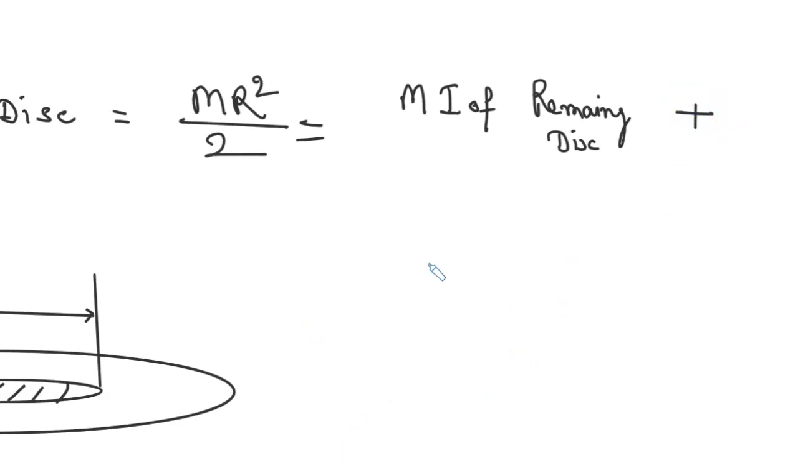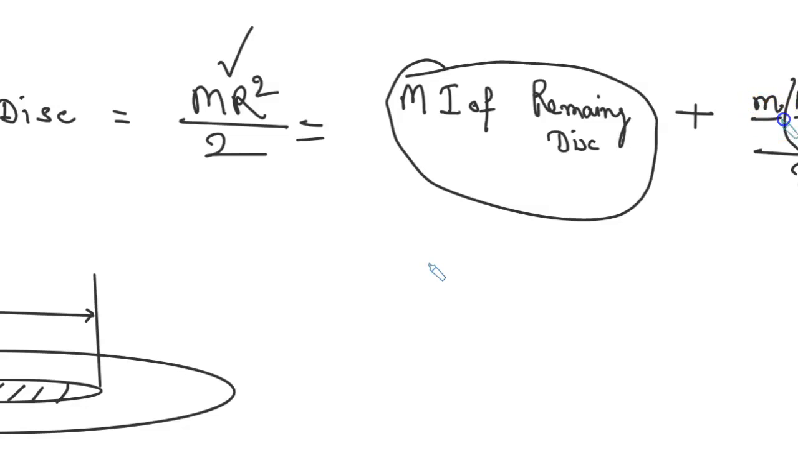What is the moment of inertia of the cut part? Let us say its mass is m and its radius is r by 2. Please check that I have written it correctly. You know everything here; you have to find this one.